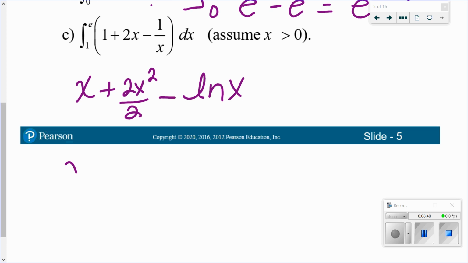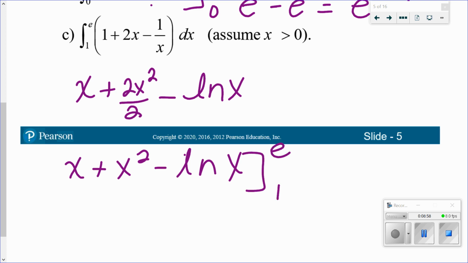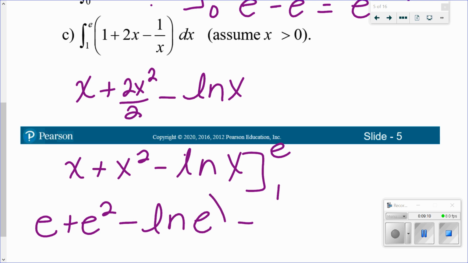So we're going to have x plus x squared minus ln x, and we are going to evaluate that at 1 and at e. So we have e plus e squared minus the natural log of e. And from that, we are going to subtract 1 plus 1 squared minus the natural log of 1.